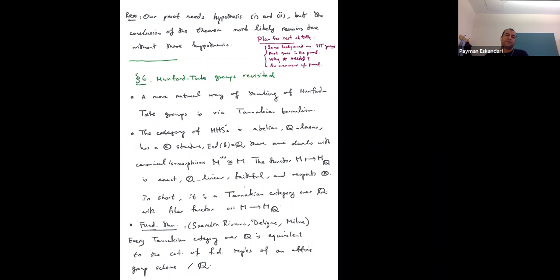Now, the fundamental theorem of this theory is the following theorem, originally due to Saavedra-Rivano, but there was a bug in the argument, which Deligne and Milne fixed later on. The result is that every Tannakian category over Q is equivalent to the category of finite dimensional representations of an affine group scheme over Q. So all Tannakian categories are categories of representations. And in fact, it's more precise than this. It really tells you what the group is.